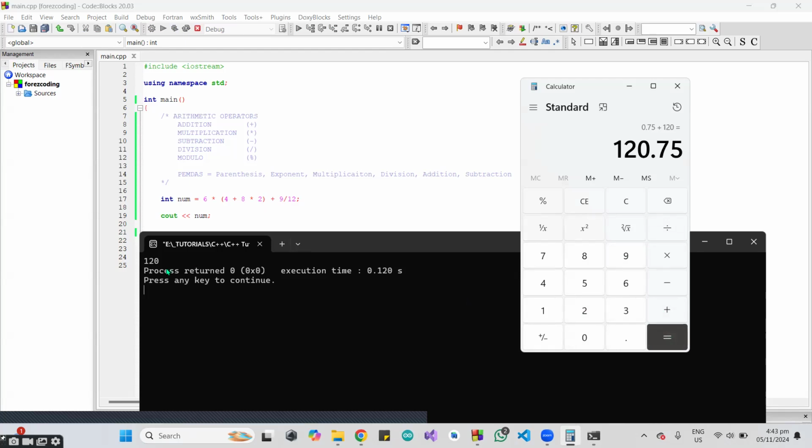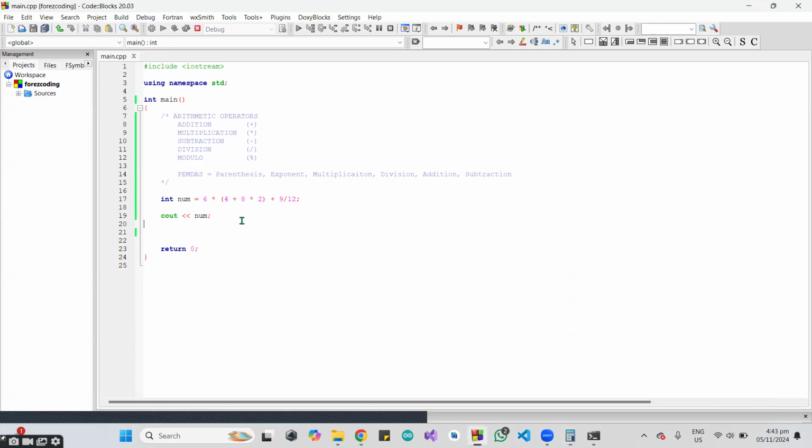But like I said, this is an integer data type. Therefore, it only accepts a value with a whole number. It will disregard the decimal places. All right. So hopefully that is clear, and hopefully you know something new like modulo.